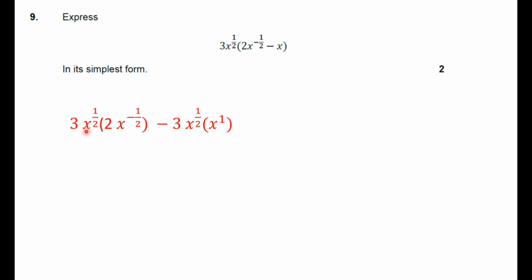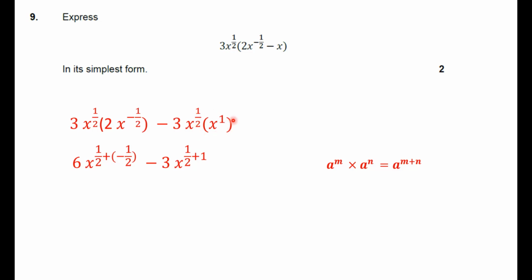Now we know that 3 times 2 is 6, so we're going to get that. But what about the x to the power items? Well, there's the law. Anything to a power multiplied by anything to another power, you just add the powers. So we can say 6x to the power of half, that's the first power, plus minus a half, that's the second power.